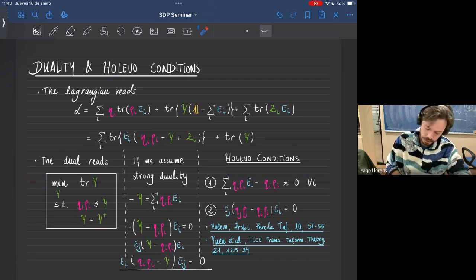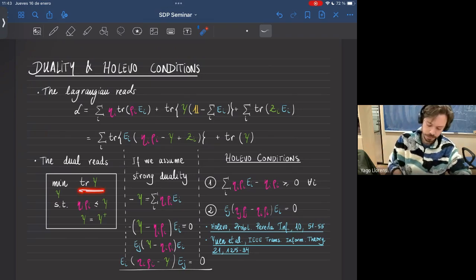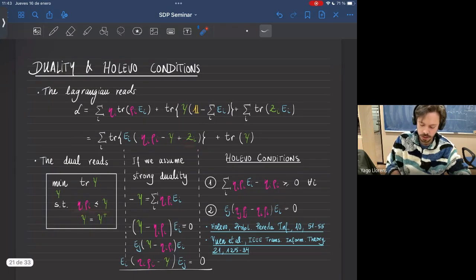So the dual reads the minimization of the trace of some operator y, subject to this constraint here being equal to 0. But remember that Z was a positive operator, so we can impose it in these conditions. So the operator y has to be greater or equal than the unnormalized state rho I for each I. And moreover, the operator is Hermitian. From here, we already have the first level condition.